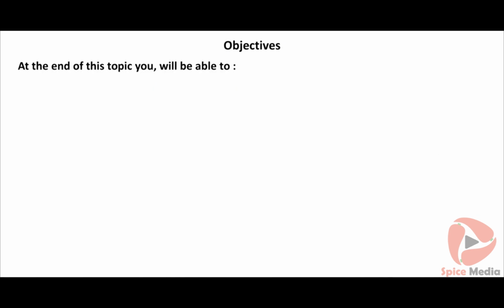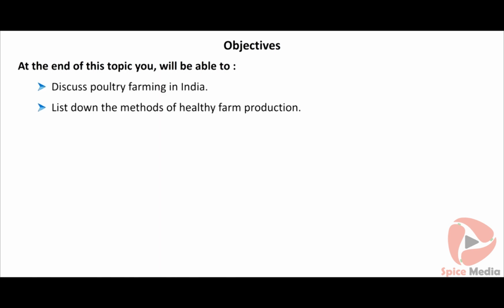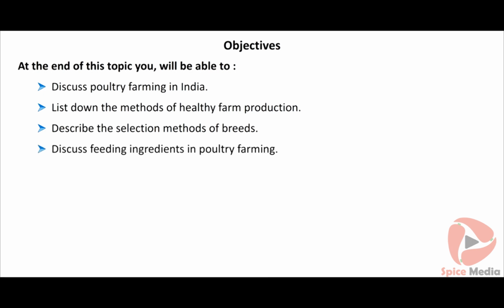At the end of the topic, you will be able to discuss poultry farming in India, list down the methods of healthy farm production, describe the selection methods of breeds, discuss feeding ingredients in poultry farming, and discuss marketing of eggs and chicken.